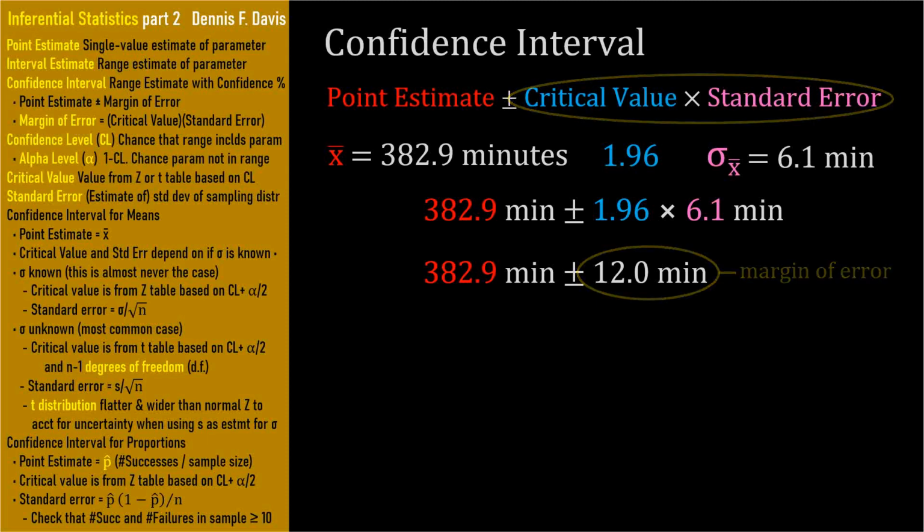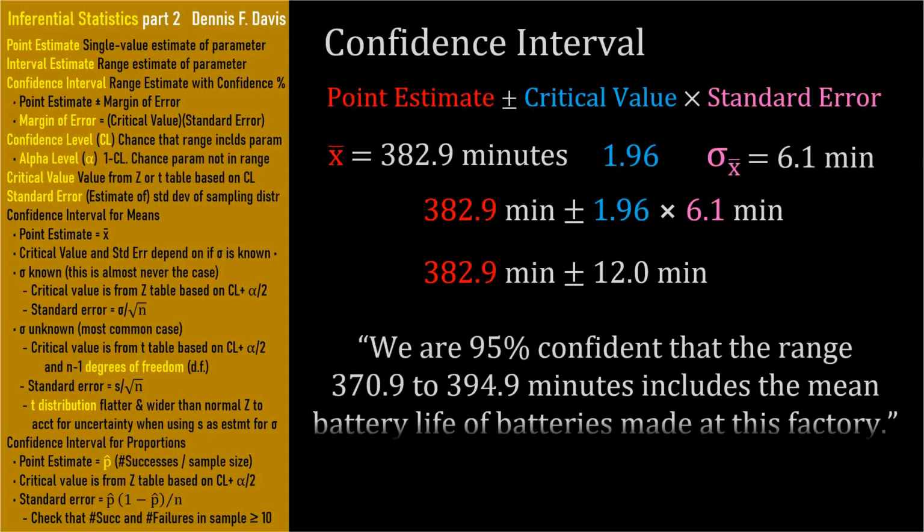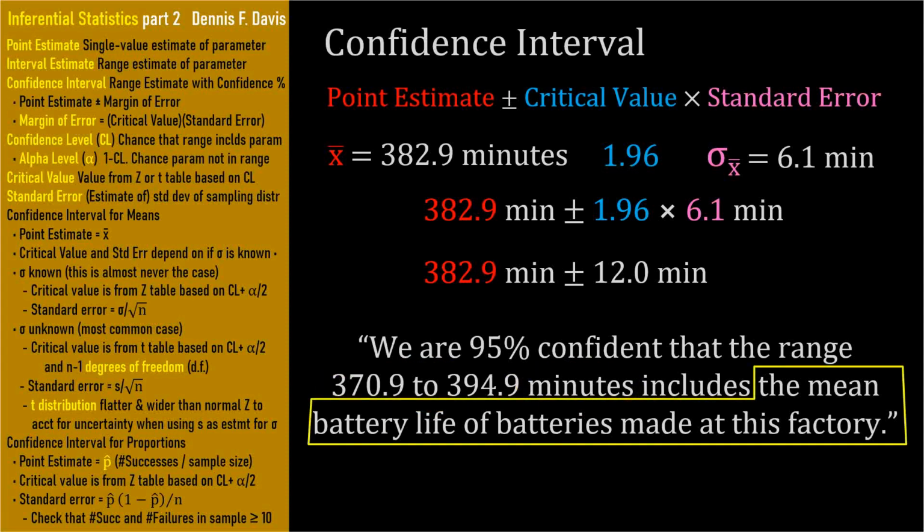We state our confidence interval like this. We are 95% confident that the range 370.9 minutes to 394.9 minutes includes the mean battery life of the batteries produced in this factory. Always state the confidence interval as a full sentence in the context of the problem or scenario. Don't just say 382.9 plus or minus 12. In your sentence, include the confidence level, do the math to create an actual interval with units and context.